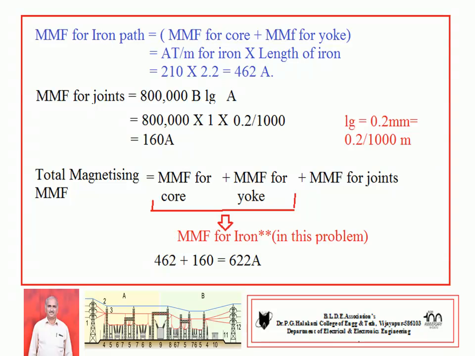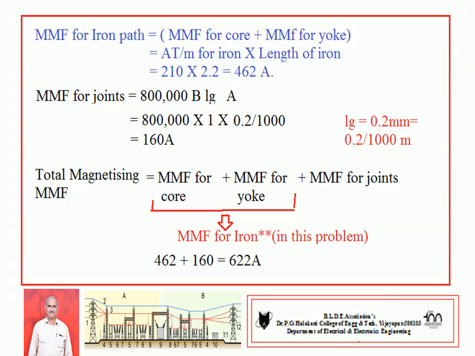Another important part, mmf for iron path. In this problem, core is not given, yoke details are not given. He used the word iron. That includes both mmf for core and mmf for yoke. So this gives mmf for iron. Hence mmf per meter of iron into length of flux path in iron. So you are going to get 210 into 2.2, which is 462 ampere-turns.